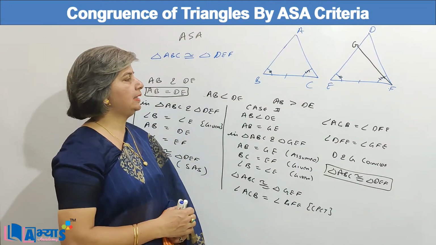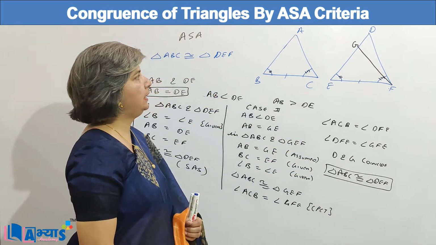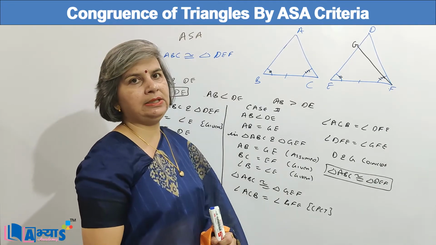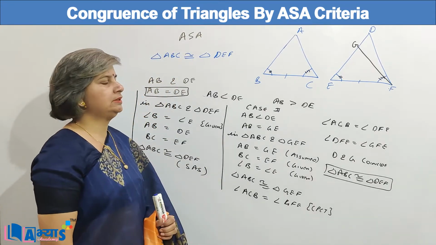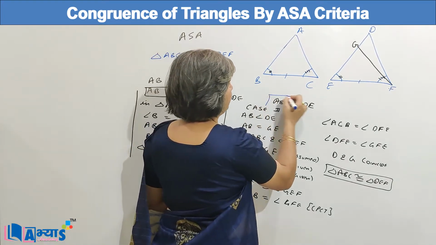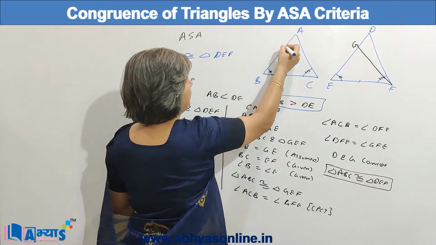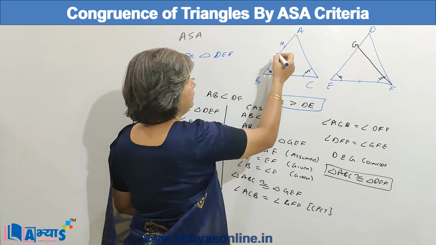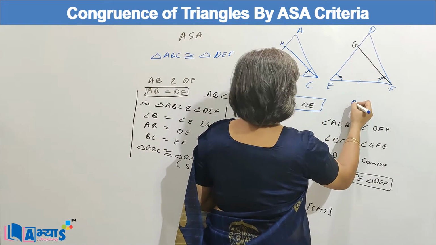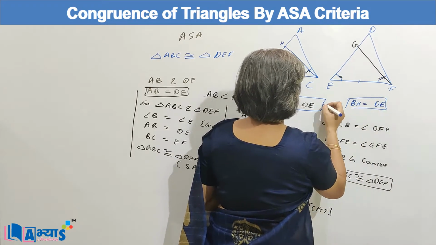Now let us take the case 3 in which AB is greater than DE. That means the side AB of triangle ABC is greater than the side DE of triangle DEF. So this can be proved. This case can be proved in the same way as we did in the case 2. That means now we will take a point. Let us suppose we take a point H on AB and we join HC. We have taken BH equal to DE in the case 3.